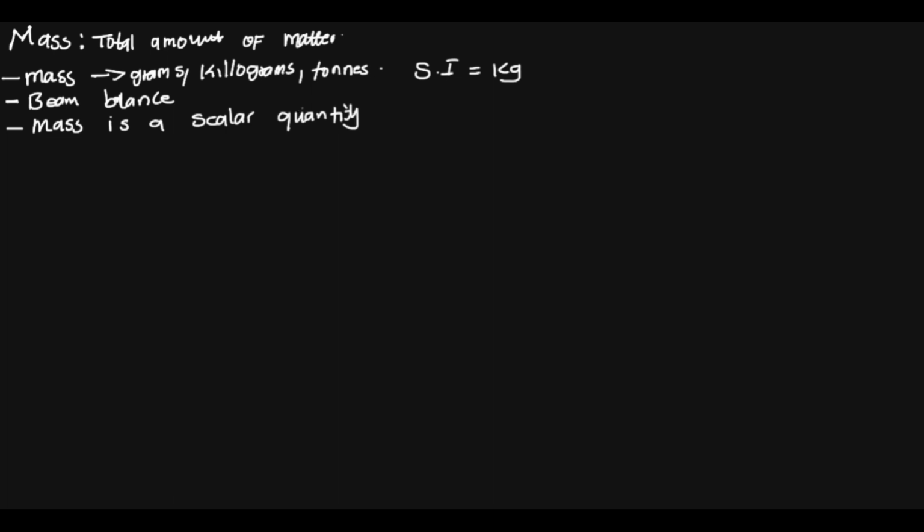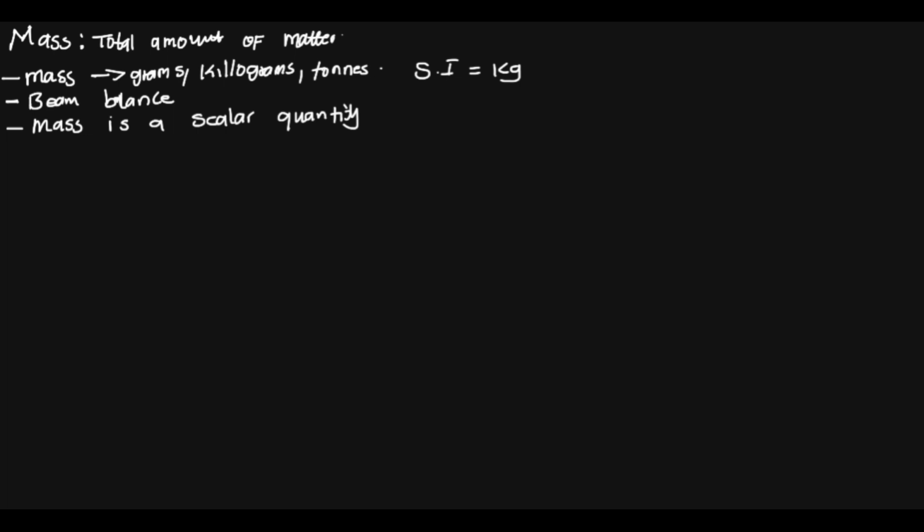There is no direction. If we say a sack of millimil has a mass of 25 kg, we are just talking about the quantity. We are not adding the direction. We can't say it has a mass of 5 kg east or west. That can't make sense. So mass is a scalar quantity because it only shows the magnitude.